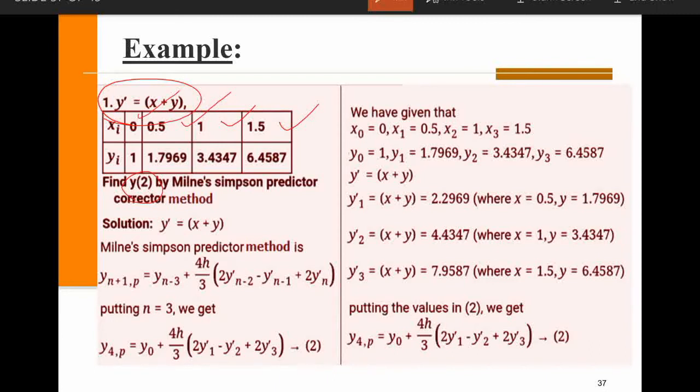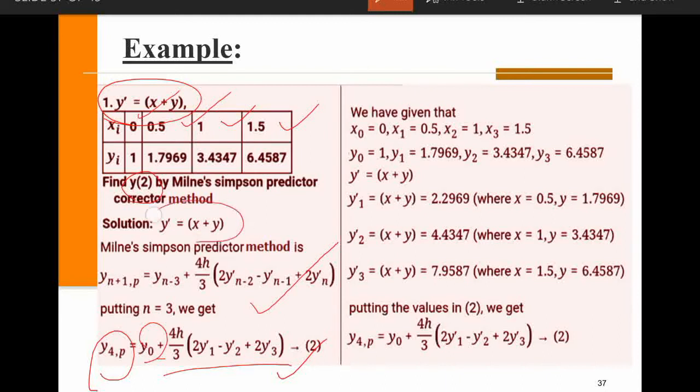As we have learned, we first predict the value and then we will correct the value. So first of all, this is your prediction formula. We just replace n by 3, right? So if we replace n by 3, we will get y4p is equal to y0 plus this formula. Now all these values which are given in your table, you just substitute here.